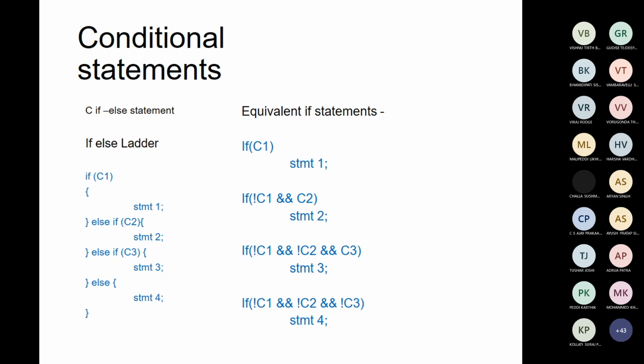Don't think that if C2 is true, then only it will be executed. It's not like that. C2 has to be true, but along with that, C1 has to be false. You cannot ignore this first part. So if we want to write an independent if block, we'll have to include both these things together: if not C1 and C2, then statement 2 is executed. And the same thing for statement 3 also.